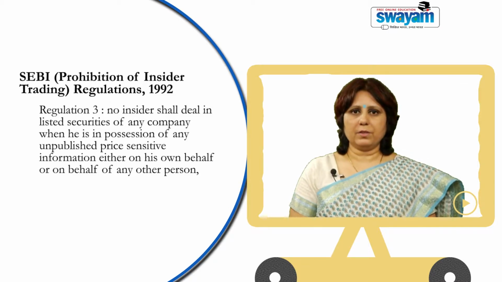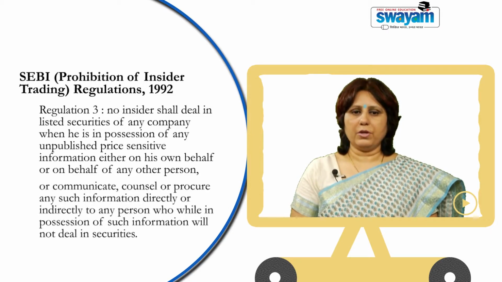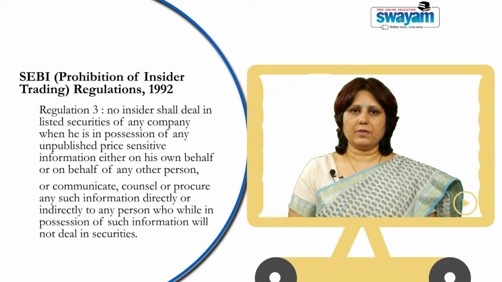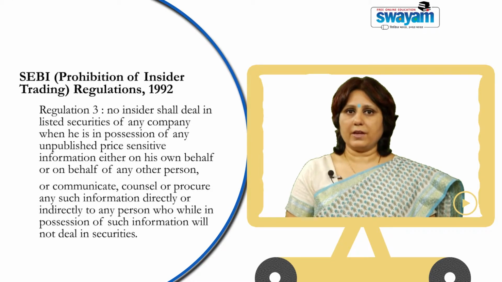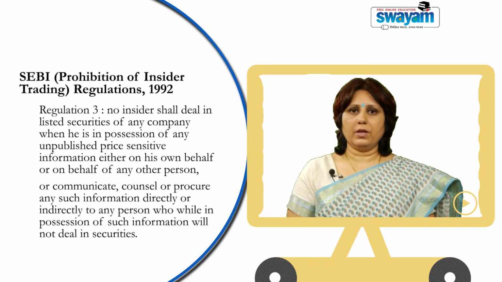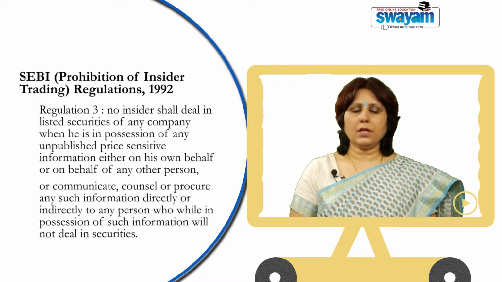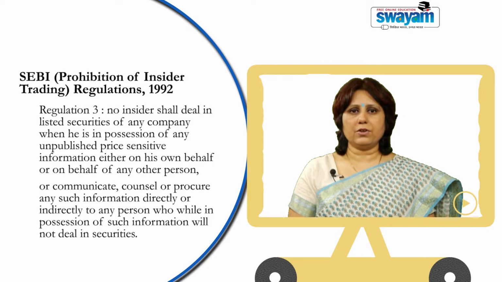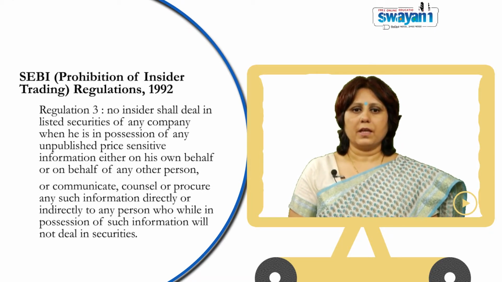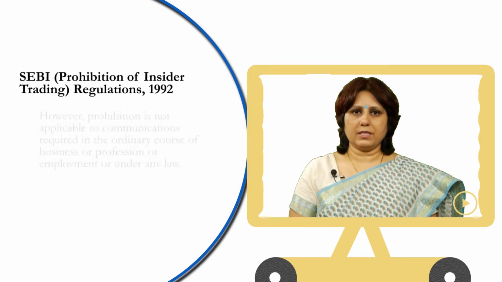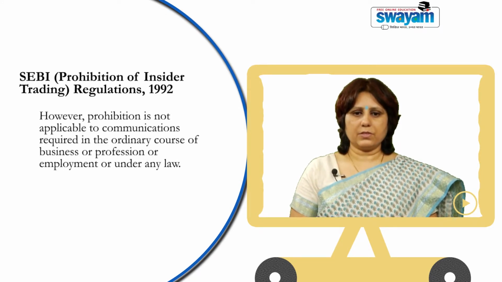The second part of the prohibition says that such a person should not communicate, counsel or procure any such information, whether directly or indirectly, to any person while in possession of such information, so that the other person also cannot deal in the securities. So it is not only a prohibition on dealing by one person on his own behalf, but also on communicating this information to some other person who is likewise prohibited from dealing when in possession of unpublished price sensitive information. Now this prohibition is not applicable when the communication is required in the ordinary course of business of the company, or profession, or employment, or under any law.